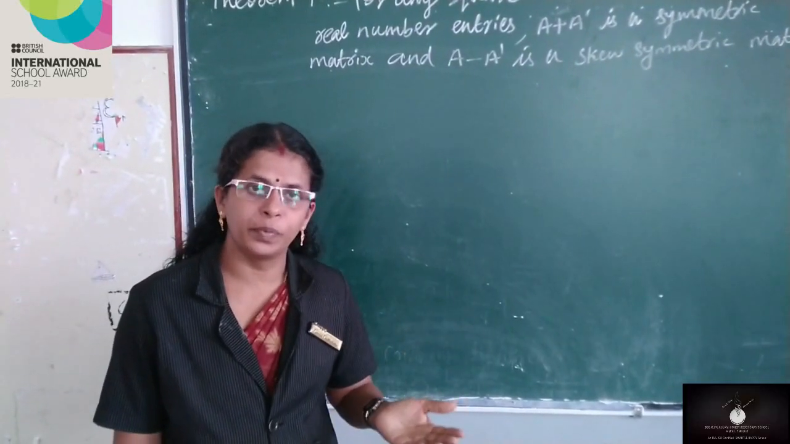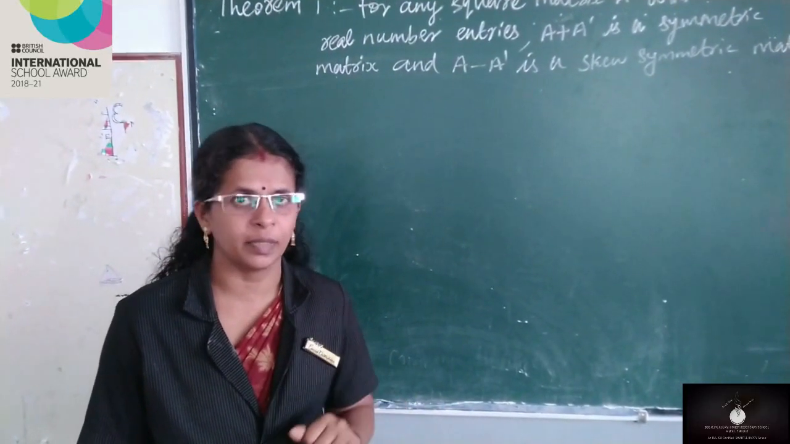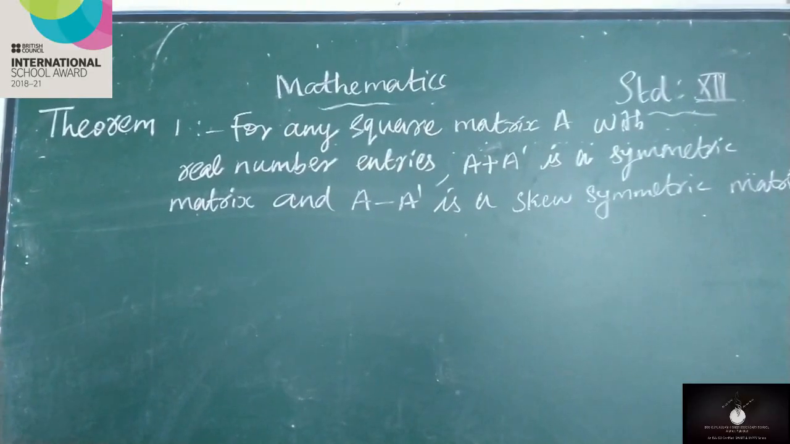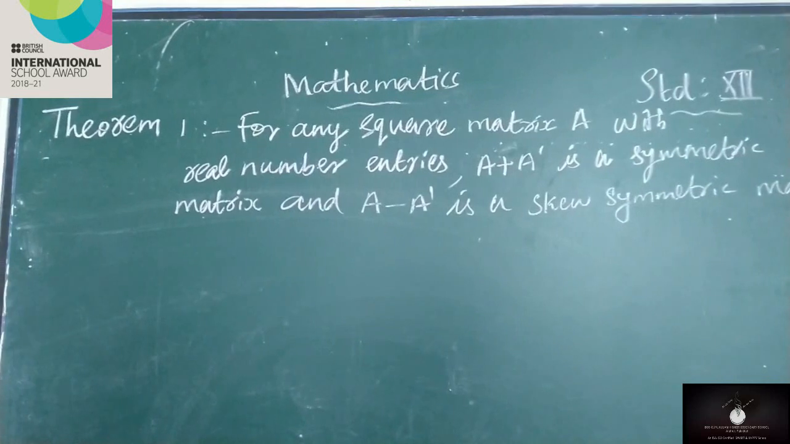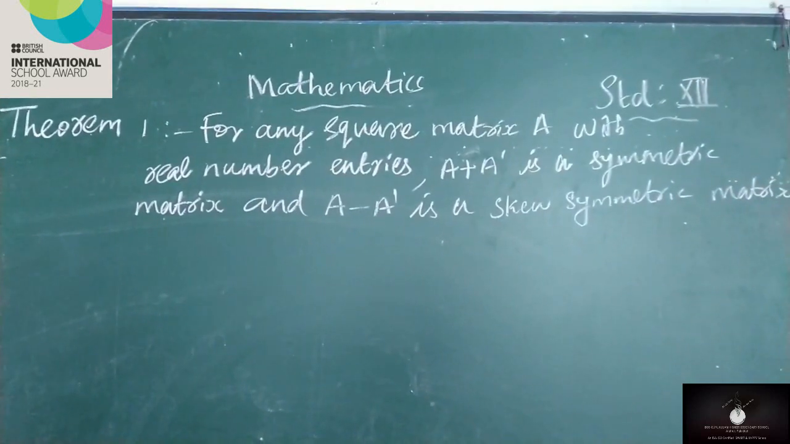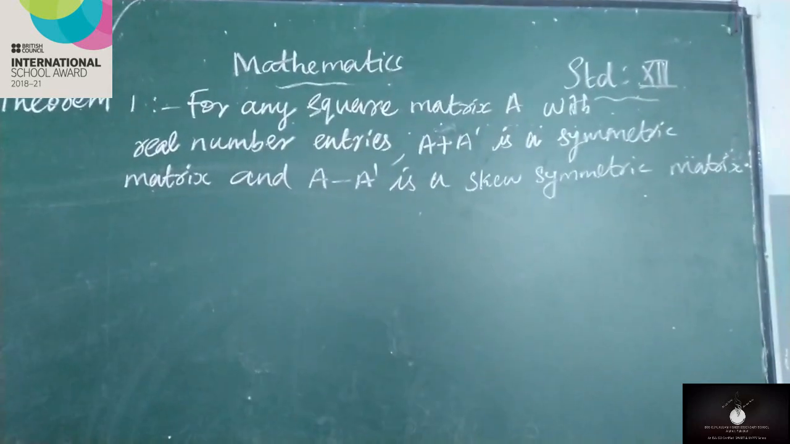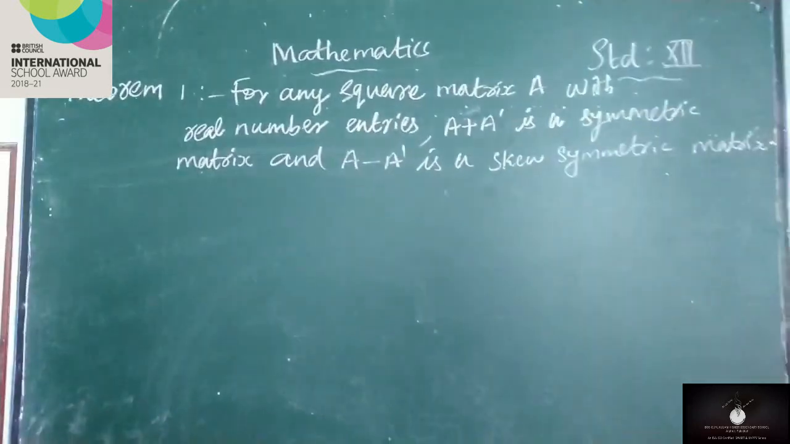Now we are going to prove some results on symmetric and skew symmetric matrices. Theorem 1. For any square matrix A with real number entries, A plus A transpose is a symmetric matrix and A minus A transpose is a skew symmetric matrix. Proof.